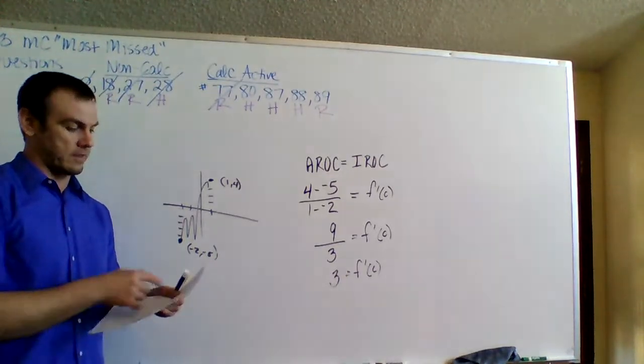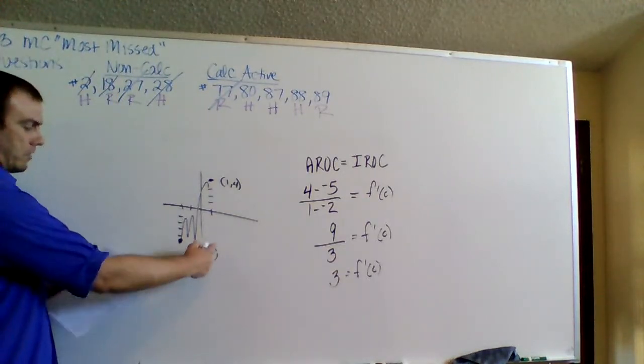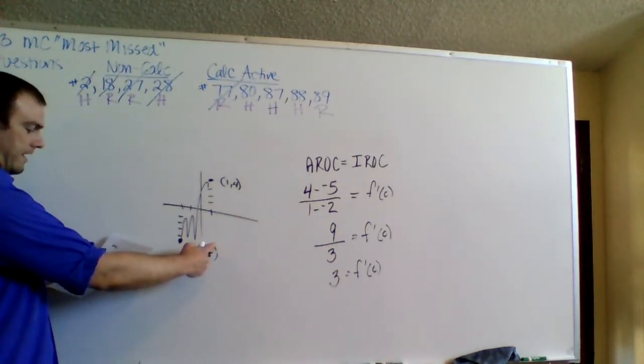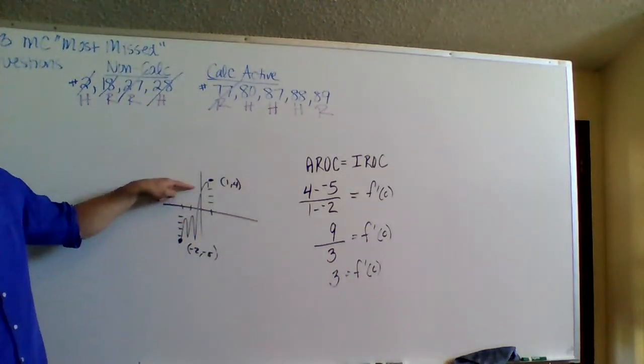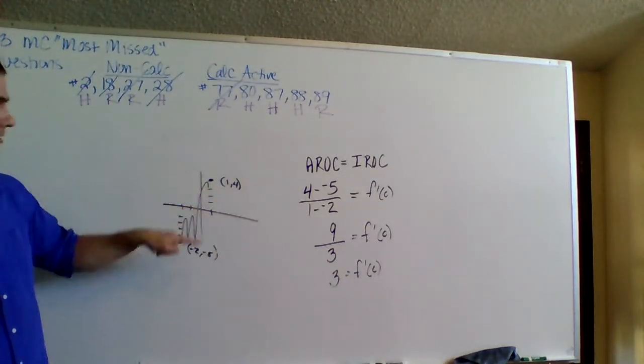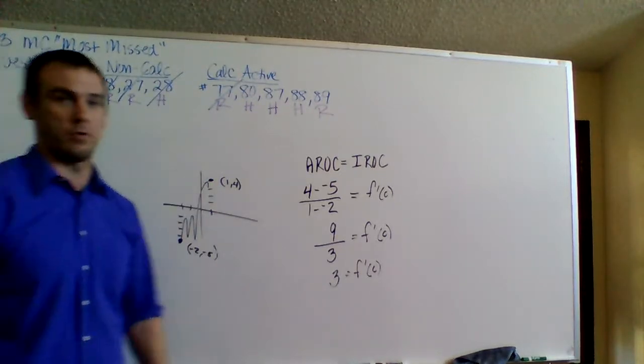C is saying there exists a C, where C is between negative 2 and 1, such that f of C equals 3. Well, my output must equal 3 at some point here. There's no way I can go from negative 5 up to 4 without going through 3 at some point, at least once.